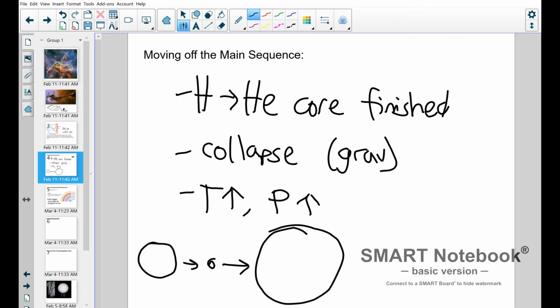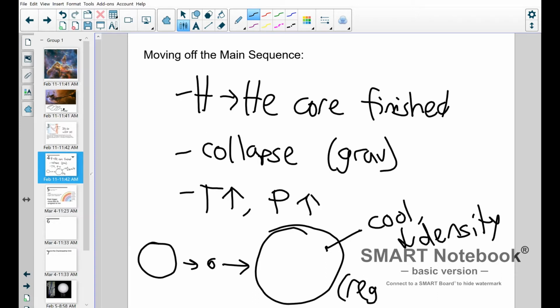So as it expands, the outer layers end up being quite cool. They end up having a very low density by comparison. So these outer layers in this red giant are not, oh, that says reg. The outer layers in these red giant stars, they're very, very loosely held, and that's going to be important in a few minutes.